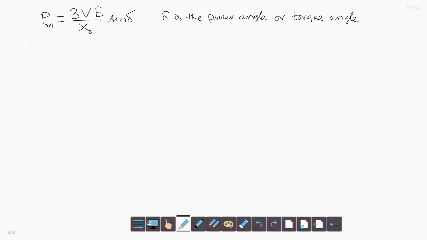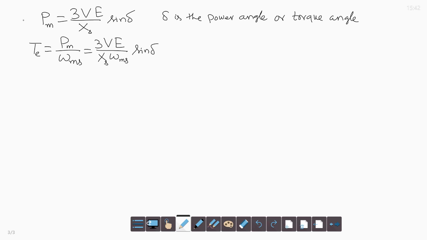So, the electromagnetic torque T E is equal to the mechanical power developed divided by the synchronous speed omega m s. So, it is 3 V E by XS into omega m s, times sin delta. So, torque is also proportional to sin delta. So, delta is the power angle or torque angle.